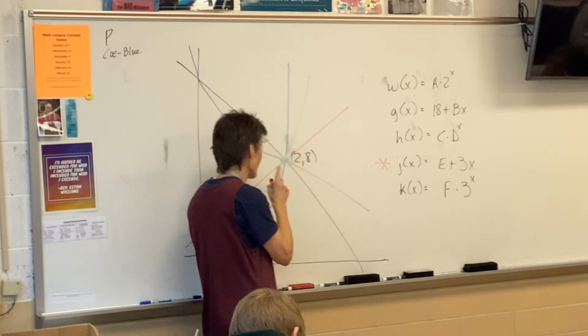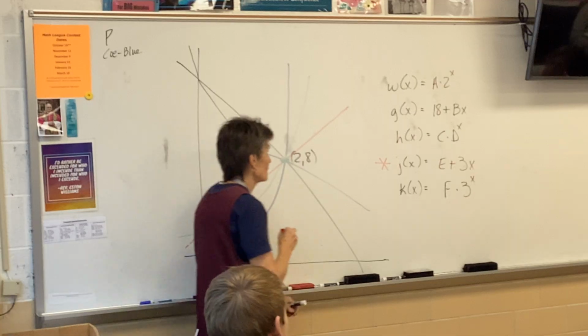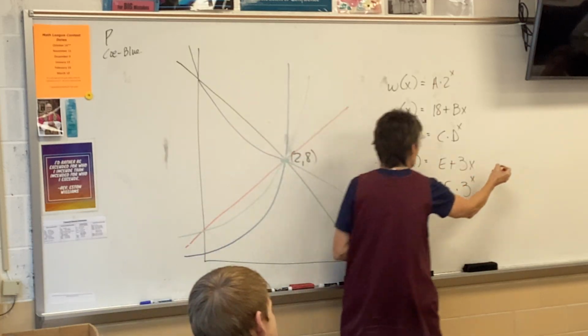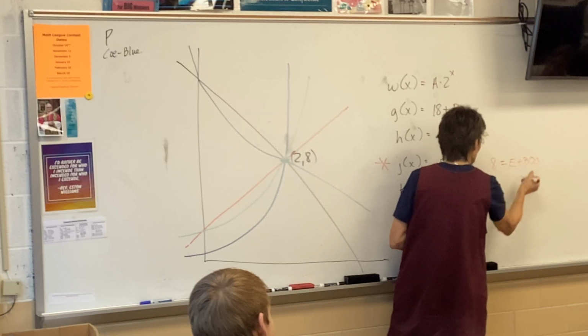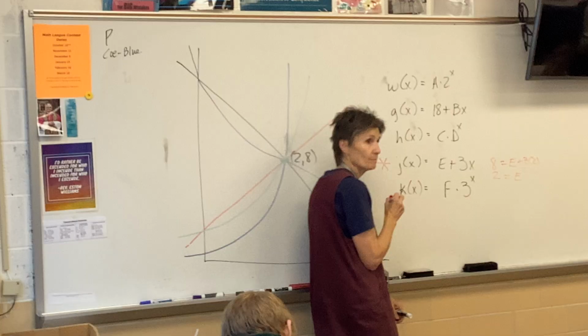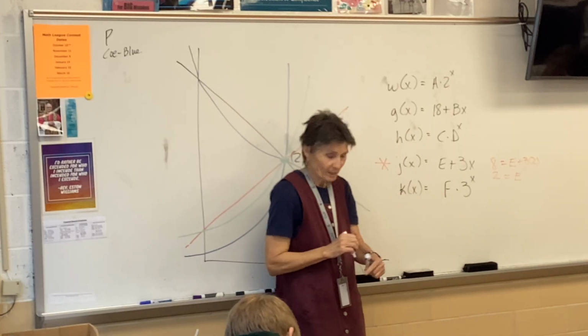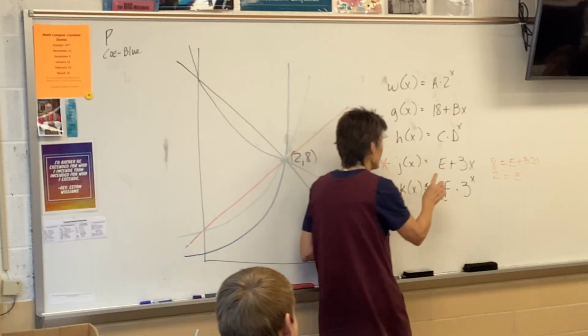And since the red line contains the point (2, 8), we know that 8 equals E plus 3 times 2. So E must be 2. So later on down the page, you're going to have to find all those values anyway. So I just did it now, so I know E is 2.